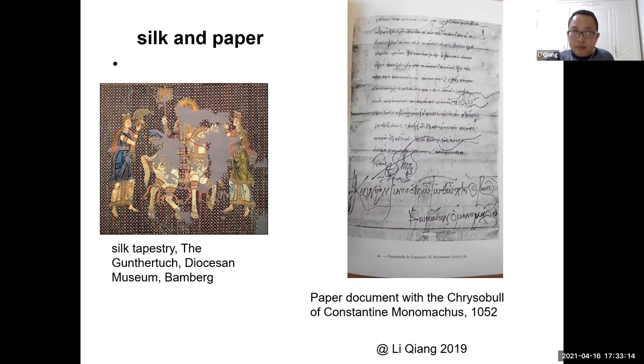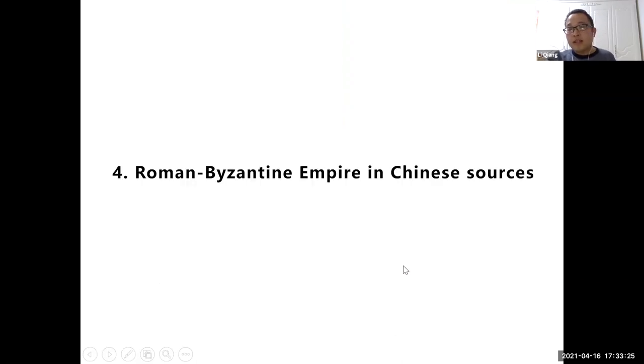From there, Byzantium got the paper. So this is a general story about this. I have a paper about this, so you can check my paper later. That's the only evidence I can show you about Chinese influence in Byzantium. Later on, you will see that compared with the Chinese information and Chinese archaeological evidence, Byzantium really has little information and influence from China. Now let's go to the fourth one, the Roman-Byzantine Empire in Chinese sources.